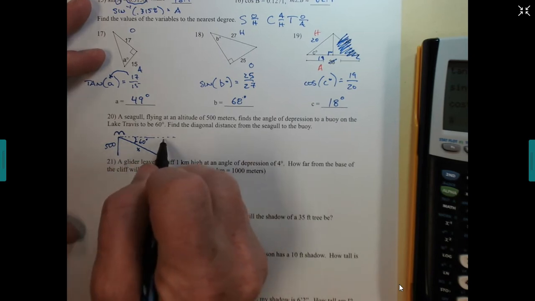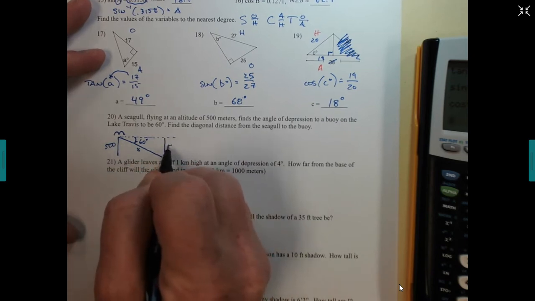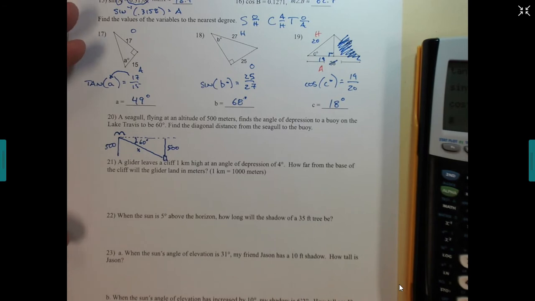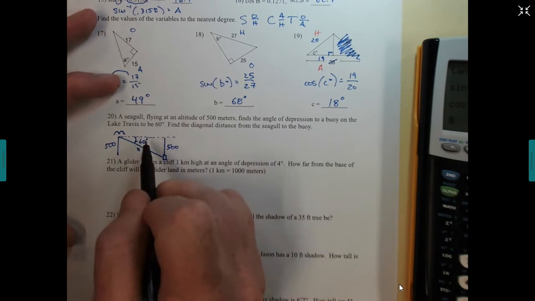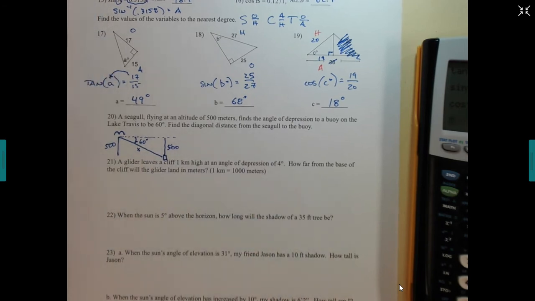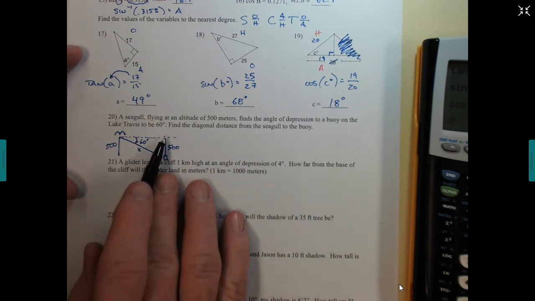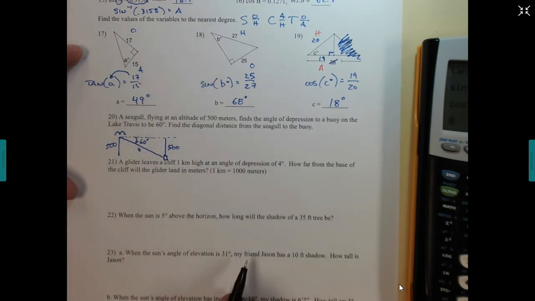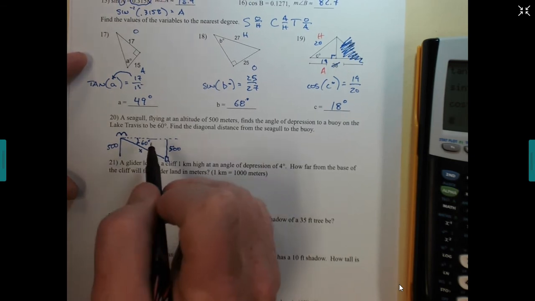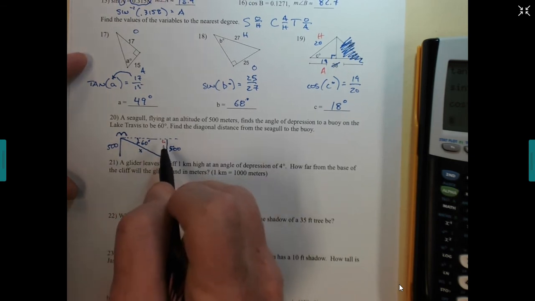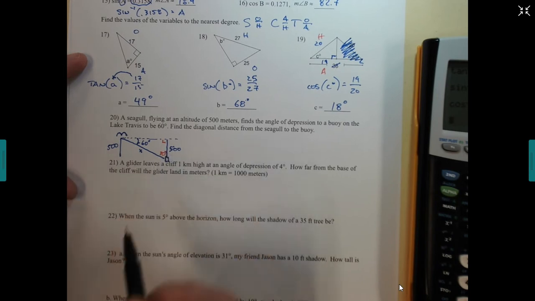I'll just make my right triangle over here. I'll move 500 over here. And then here comes my labeling again. And it turns out that's 60 degrees. Technically, this is a special right triangle. All right. Because that would be 60, this would be 90, and this would have to be 30 degrees.